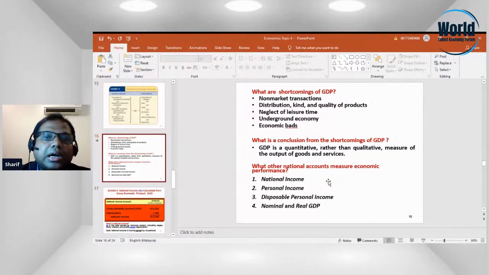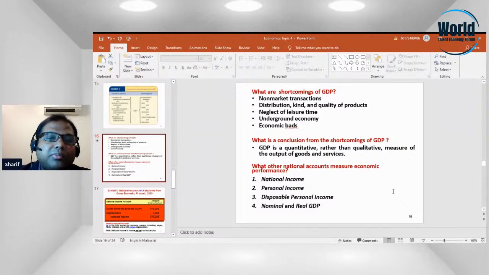And then what are the shortcomings of GDP? In these shortcomings of GDP, if we focus on particular points, we figure out non-market transactions, distribution, kind and quality of the production, neglect of leisure time, underground economy, economic bads. What is the conclusion from the shortcomings of GDP? GDP is quantitative rather than qualitative, a measure of output of goods and services.